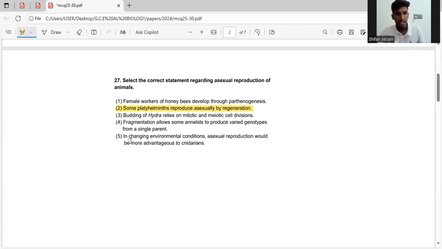The fifth answer: in changing environmental conditions, asexual reproduction would be more advantageous to Nigerians. Okay.